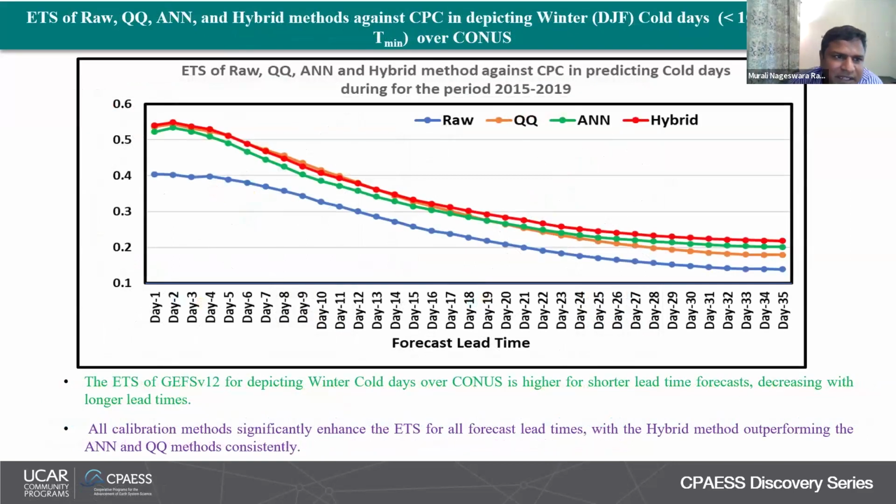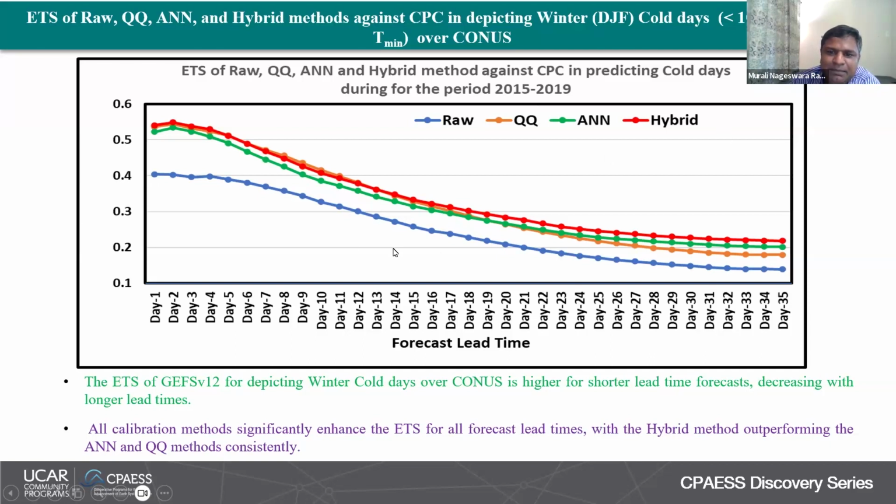This is the case of the cold days. For the cold winter, December, January, and February, I have considered, for each year, the less than 10 percentile Tmin values. First of all, I am showing here the 15-year training period case and the prediction for 2015 to 2019.